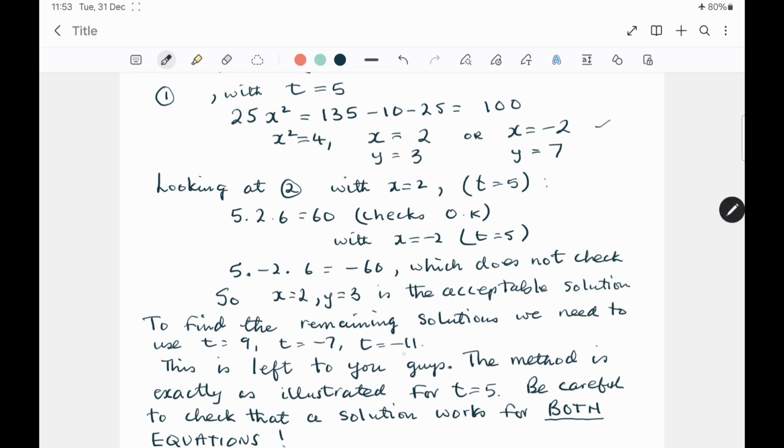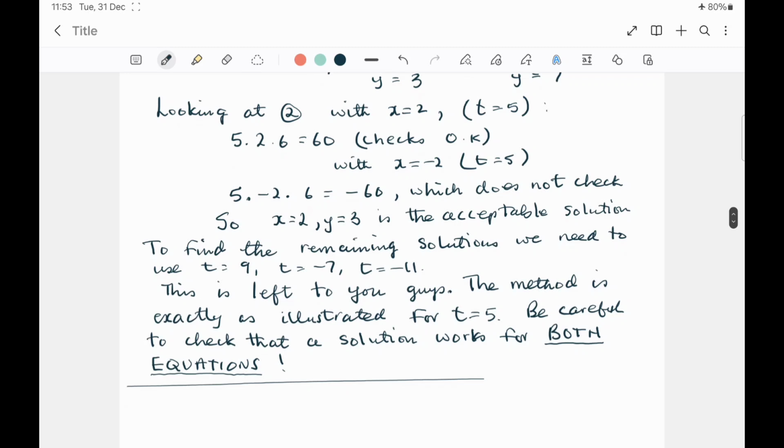Now, to find the remaining solutions, we need to use the values of t equals 9, and then t equals minus 7, and t equals minus 11. The routine is exactly the same as before, so I've left it to you chaps to do that for yourselves, okay? The method is exactly as illustrated for the case when t equals 5, and just be careful that when you get two solutions, as you will, you have to see that it works for both the equations. And if it only works for one of them, then that's the one you accept.